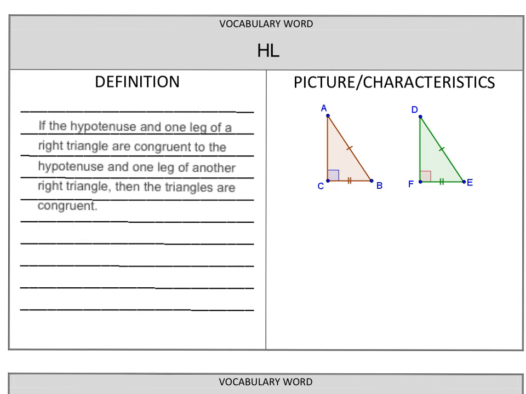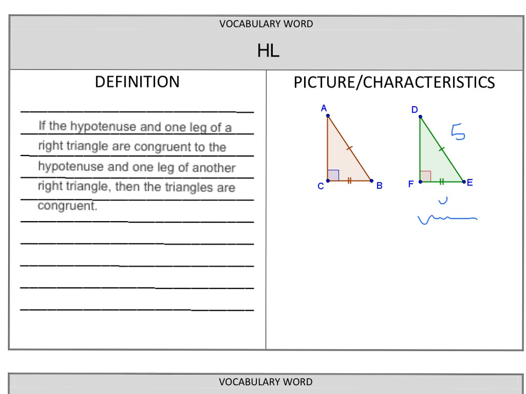Here's why. If, for example, we had 3 and 5, and since they are congruent over here, that's 3 and 5. You could do Pythagorean theorem: a squared plus b squared equals c squared, and you'll find out that this is 4. You could do the same thing on this side, and guess what? That's also 4. The whole purpose of HL is so that you do not have to do Pythagorean theorem.